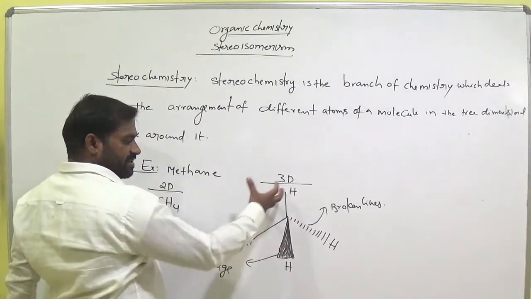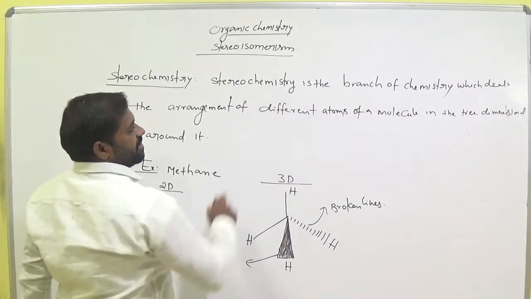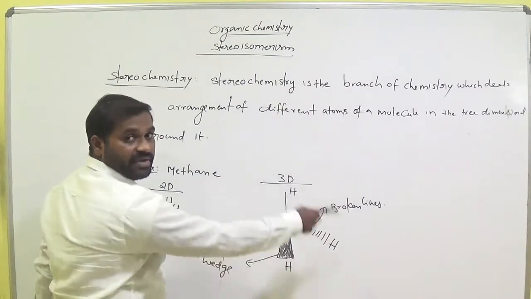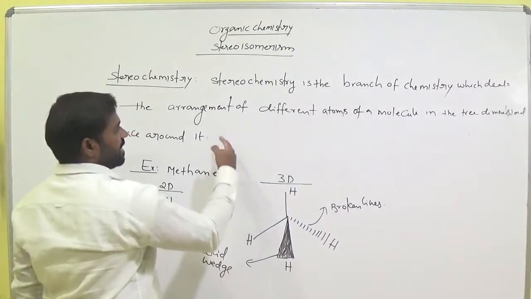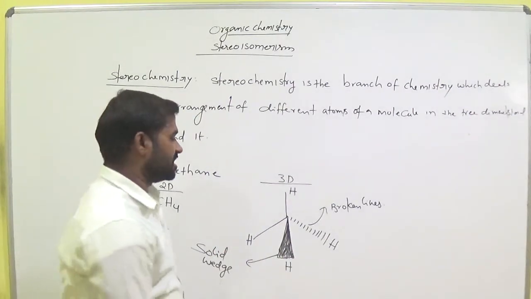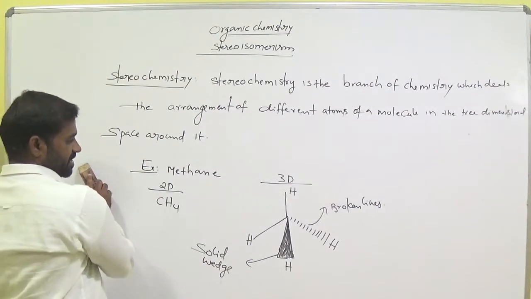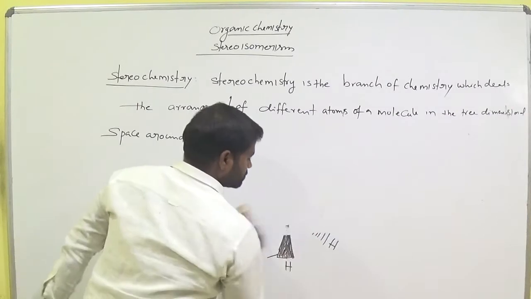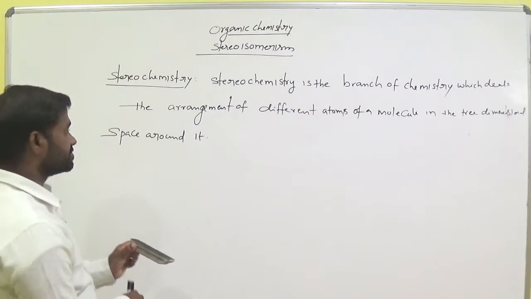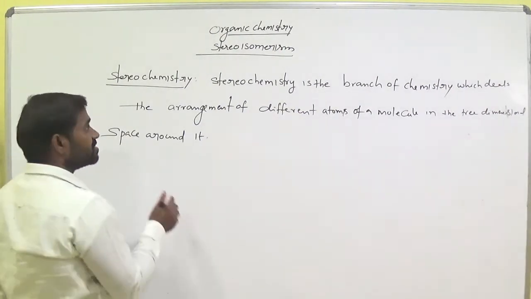The three-dimensional representation of the arrangement of atoms is called stereochemistry. Stereochemistry is a branch of chemistry which deals with the arrangement of atoms. These are the atoms, this is the molecule, the methane molecule. The study of chemistry in the three-dimensional representation of the molecule is called stereochemistry. Clear up to here, everyone? So the arrangement of atoms in 3D is called space.